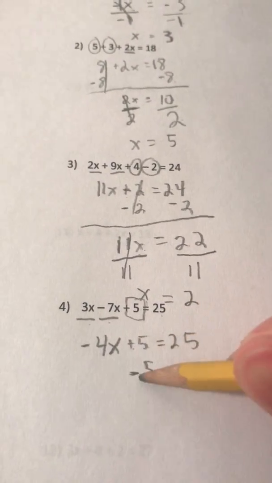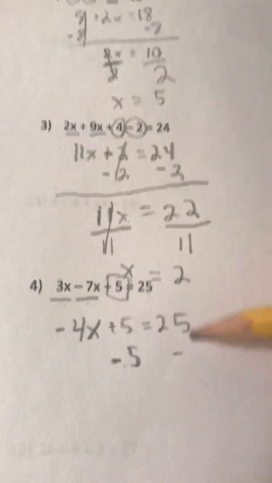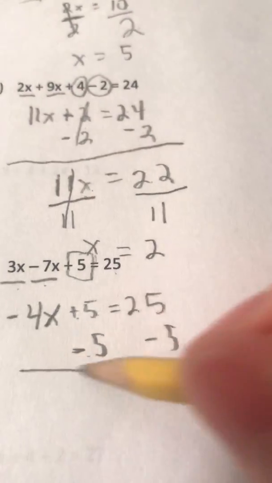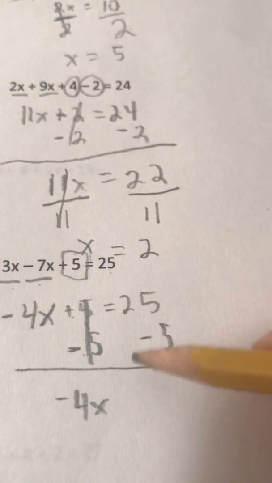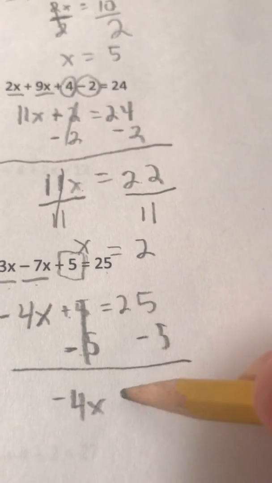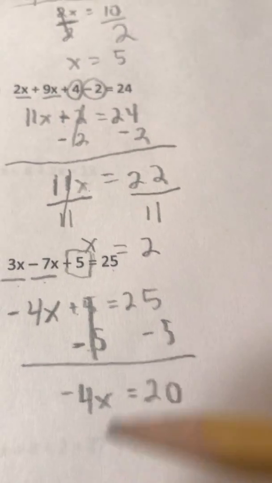It's plus 5, so I'm going to minus 5. What I do on one side, I do to the other. These 5's cancel out. I'm left with negative 4x. On this side, 25 minus 5, that's 20.